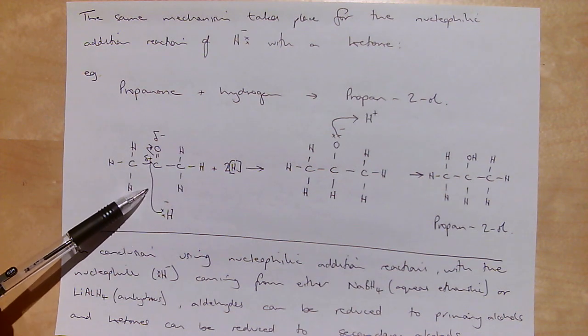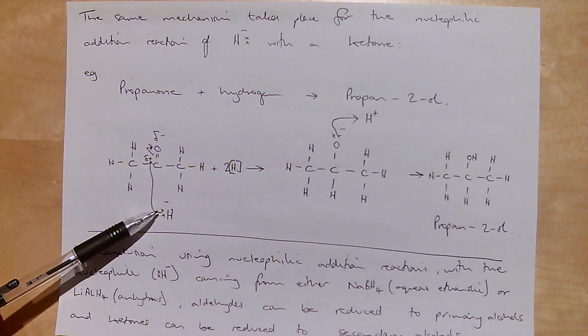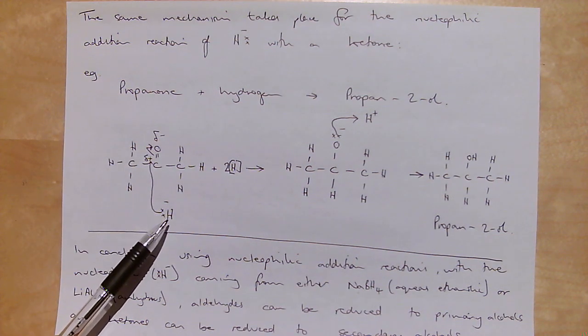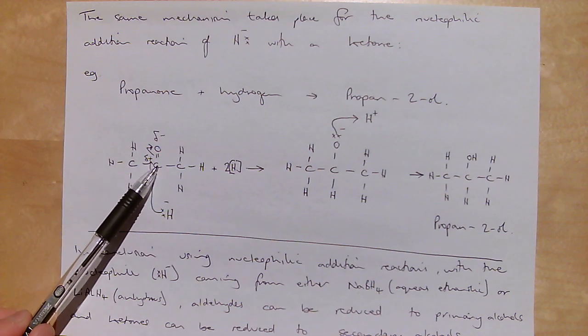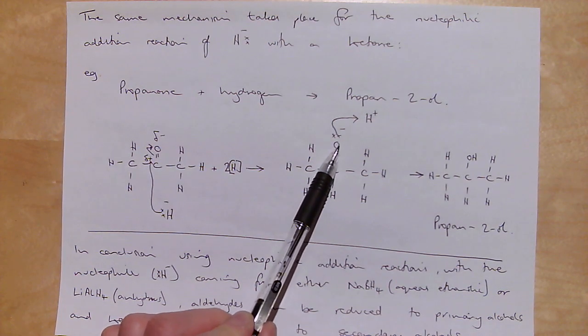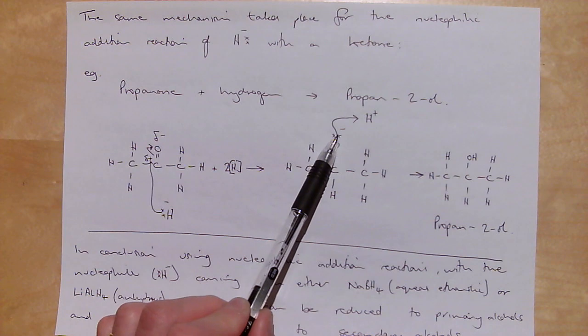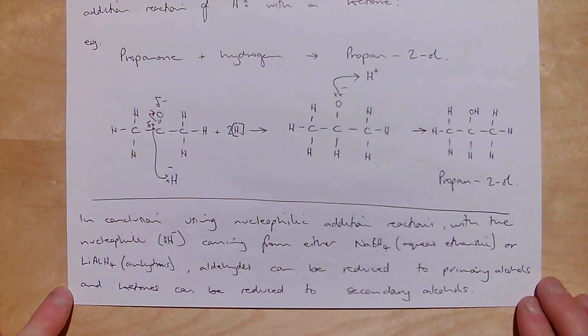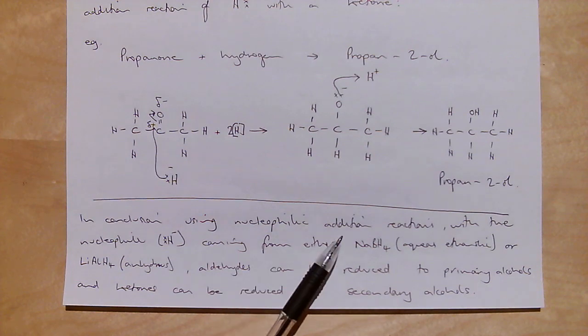My nucleophile comes in here. Remember that can be delivered from NaBH4 or LiAlH4. LiAlH4 if the conditions are anhydrous, but if the conditions are aqueous ethanolic, we go for NaBH4 to deliver the nucleophile. So there we go, H minus attacks the delta positive carbon and adds on to that carbon, in doing so making that oxygen negative. It's got a lone pair which can form a coordinate bond with a H plus ion, and we end up with propan-2-ol.